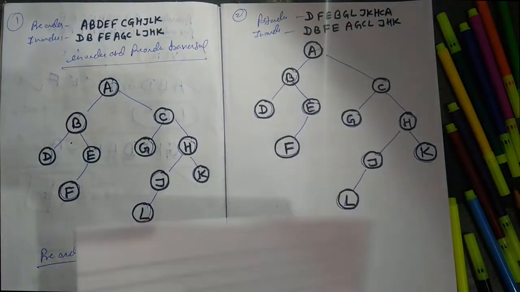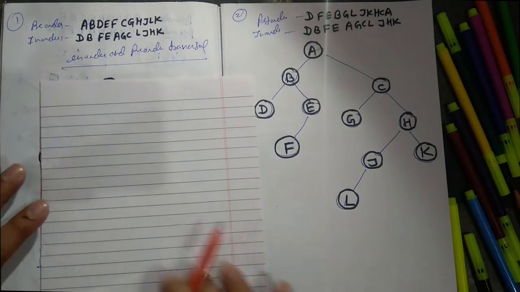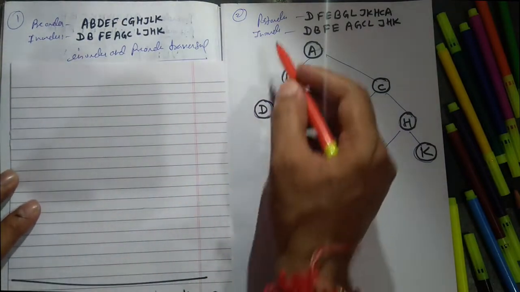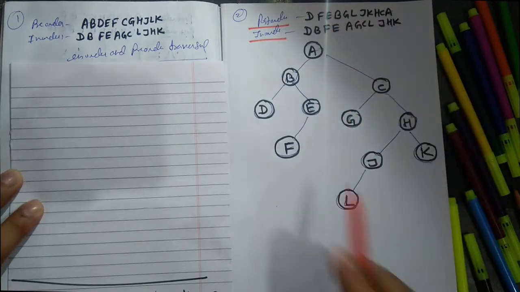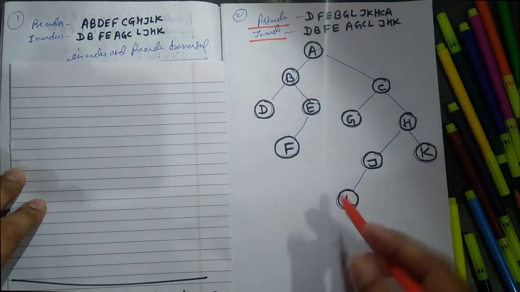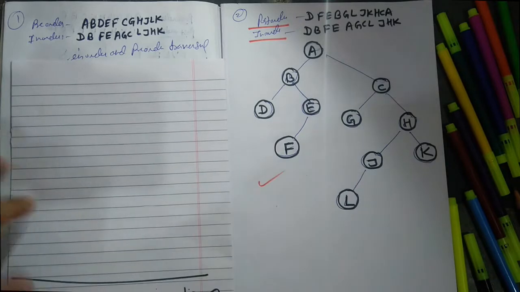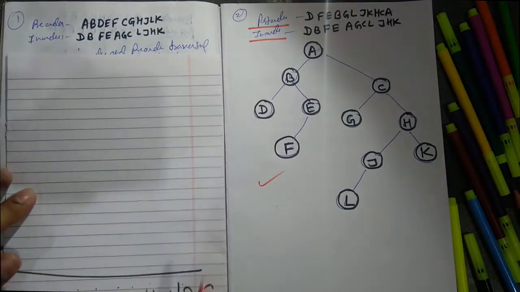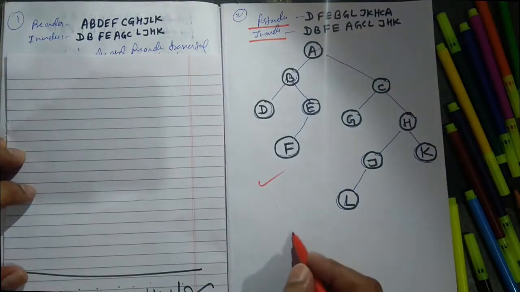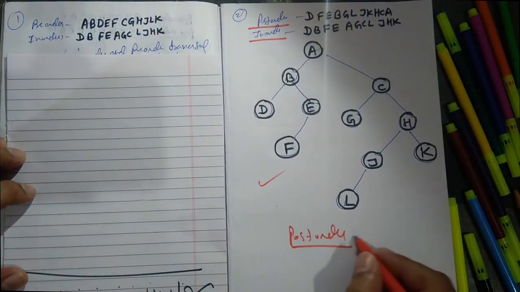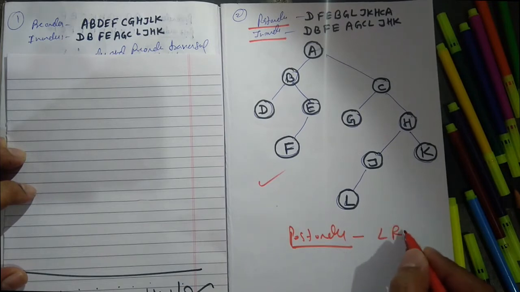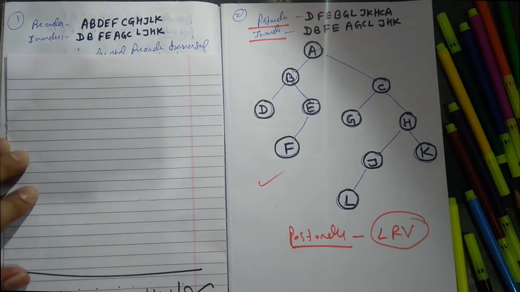Okay. Now third, what I taught you, the third was post-order and in-order. By the help of this we have drawn this tree, so maybe this tree is wrong. I will check whether it is correct or wrong. At first I will take post-order. Post-order means left, right, root. This is your algorithm.